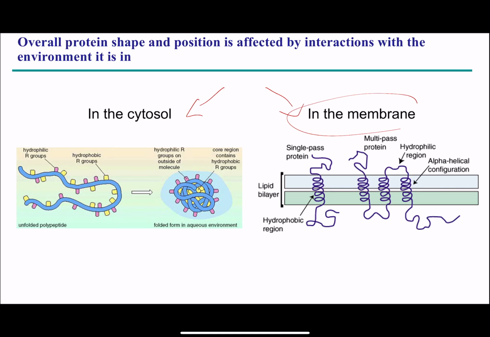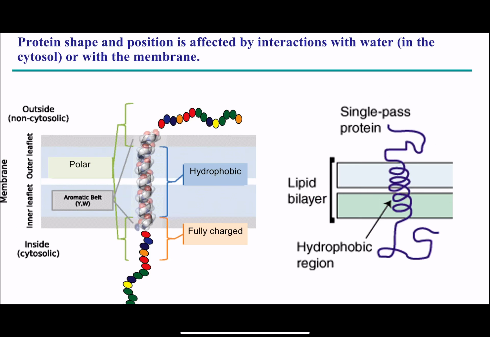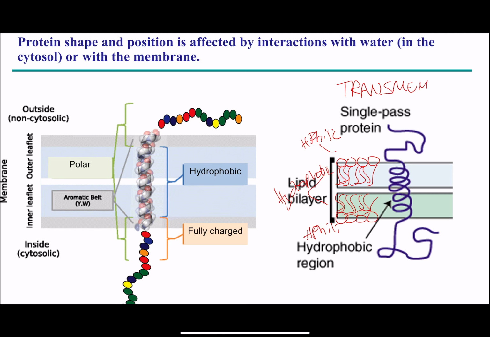So if we want to zoom in on this idea here, if we were to think of a lipid bilayer, remember that lipid bilayers are hydrophilic heads and hydrophobic tails. And so we've got hydrophilic, and then hydrophobic. And a protein is going to go all the way across the membrane. We would call a protein that goes through the membrane a transmembrane protein. Transmembrane means it traverses the membrane.